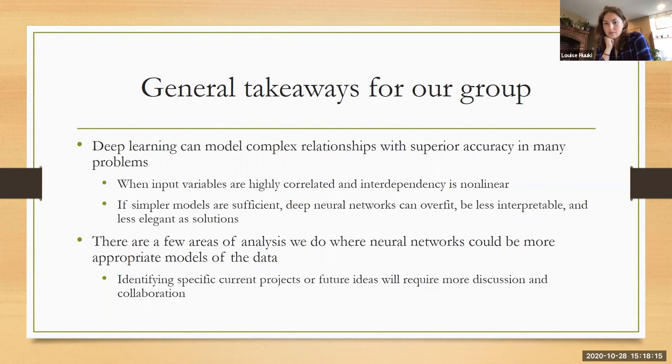And then obviously, as I covered, there are a few areas of analysis where neural networks might be an appropriate model for the data. But actually identifying specific projects will probably require more discussion, and it's good to keep an eye out for problems that you think might be good to approach with deep learning. But yeah, that's it, I guess.